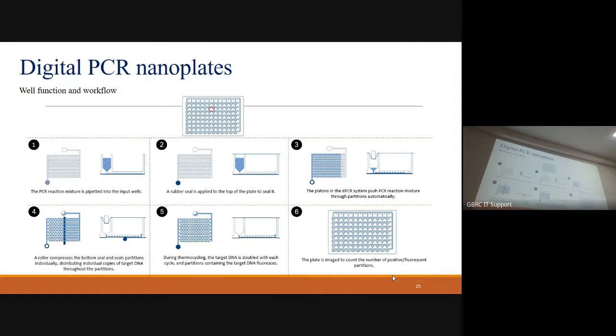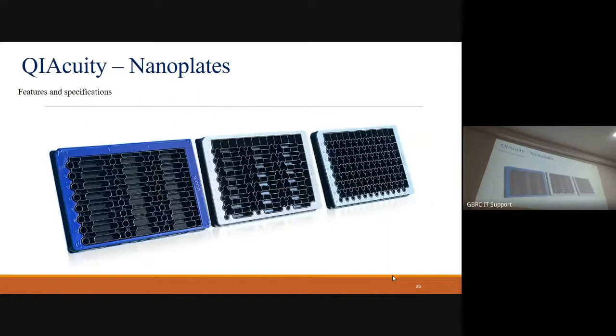As I mentioned, the pistons from the digital PCR system push the PCR reaction mixture through all the partitions automatically. And the roller from the bottom side will seal each partition, distributing the individual copies throughout the partitions. During thermal cycling, the target DNA in each partition will be doubled, and finally you will get your signal or readout.